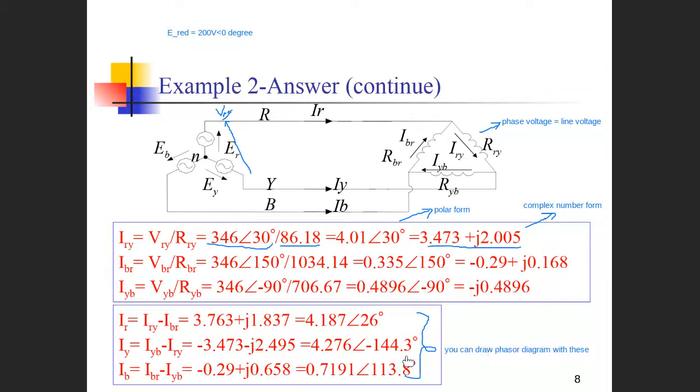So with the phasor forms given here, you can draw the phasor diagram easily because the angles are given here. You suppose the 0 degree direction, and then you can draw the phasor diagram easily. That's example 2.